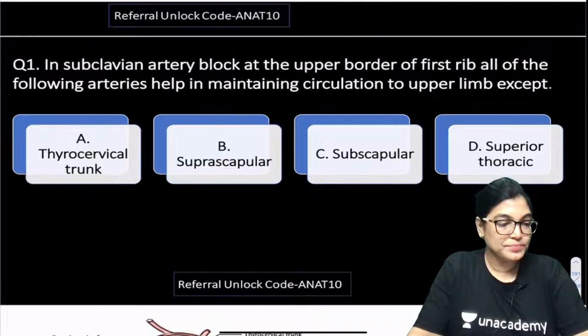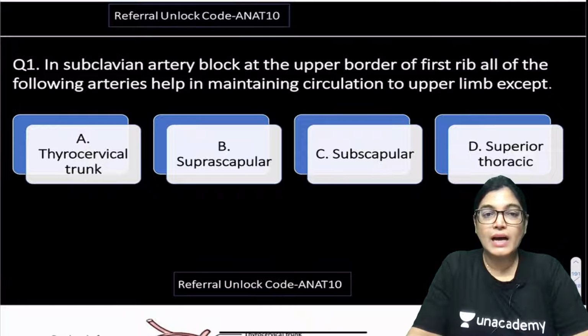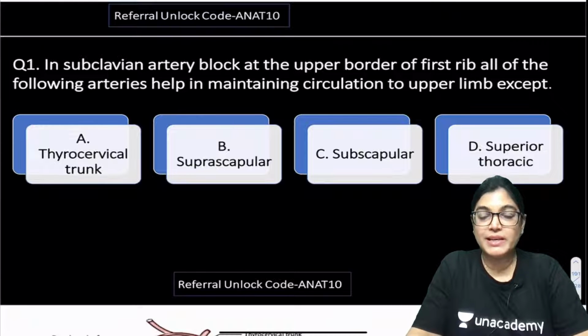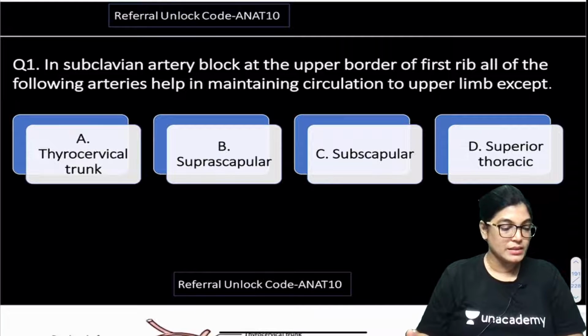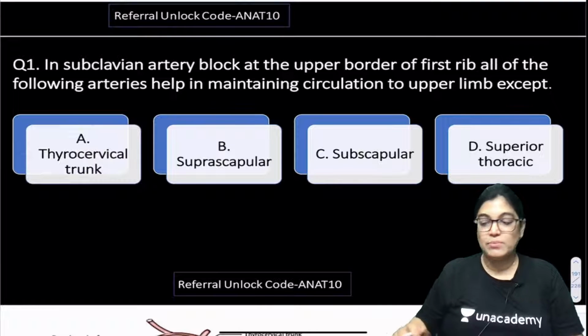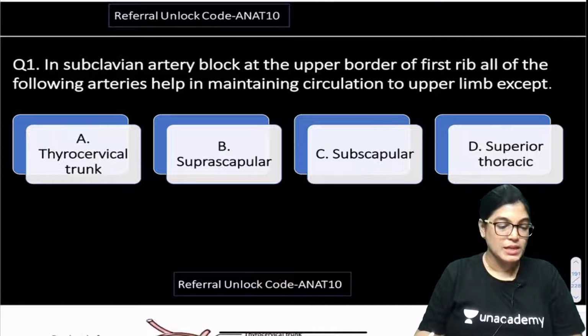Question number 1. In subclavian artery block at the upper border of the first rib, all of the following arteries help in maintaining circulation to the upper limb except. So 4 options are there. A is thyrocervical trunk. B is suprascapular, C is subscapular and D is superior thoracic. So accordingly 4 options are there.